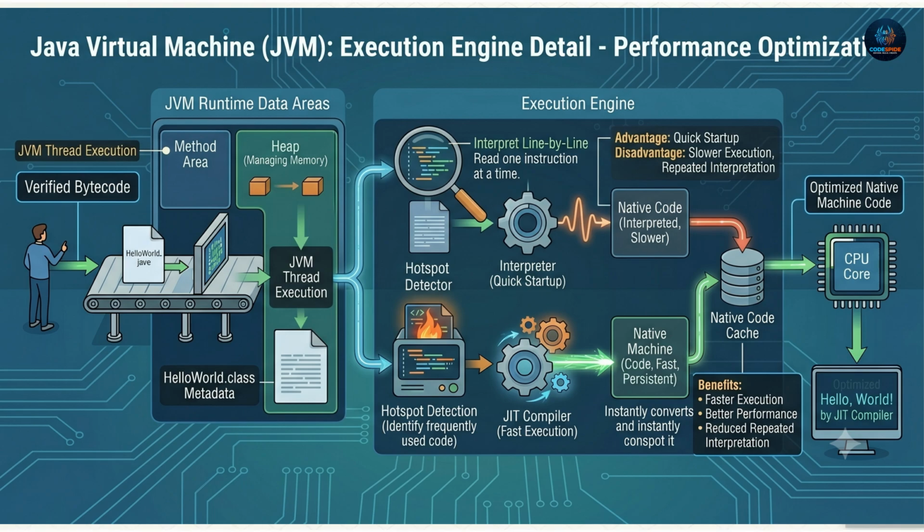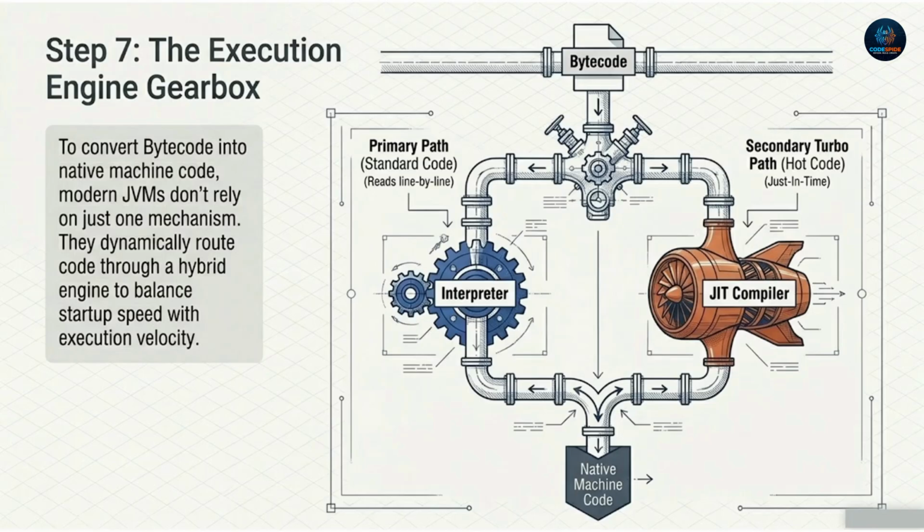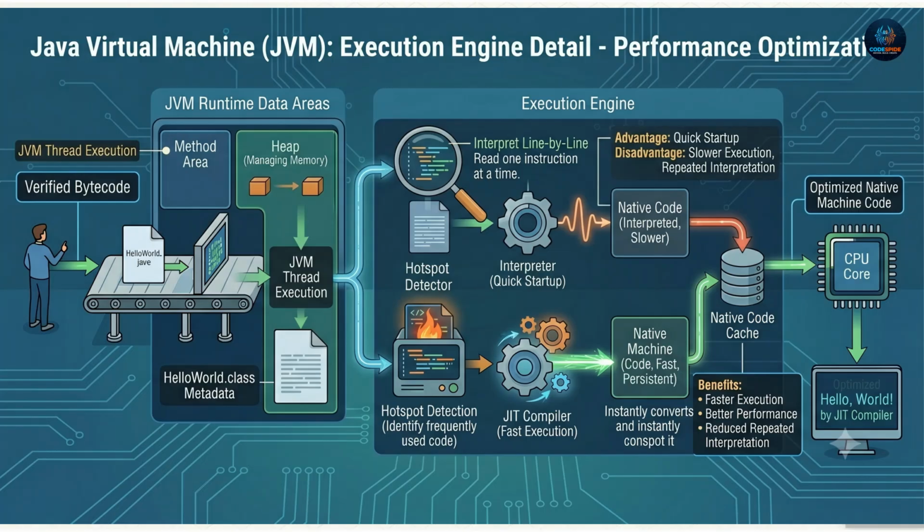JIT stands for just-in-time compiler. It is used to improve performance. If we want to improve the performance, the JVM uses a JIT compiler. JIT identifies frequently used code and converts it into native machine code. So what are the benefits here?